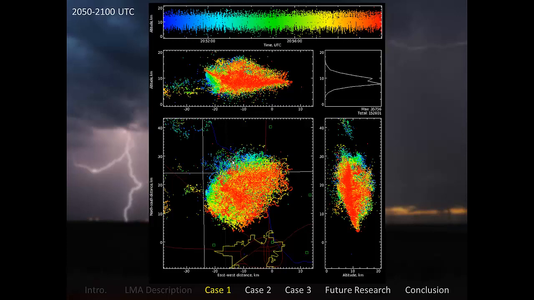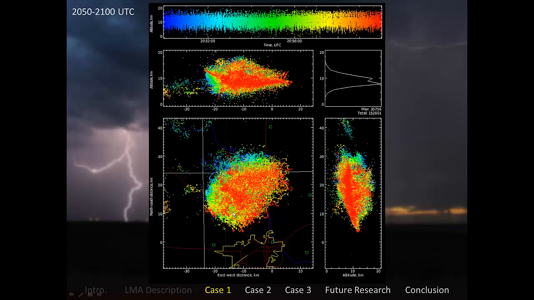Now, as we jump to 2050 to 2100 UTC, the next 10-minute window, you notice that the concentration of sources at the core of the storm has pretty well been lost. It's kind of spread out here a little bit more to the north and east. There's a lot of sources going out towards the anvil region, but you also notice that there's now a minimum here pretty close to where the updraft was. And this happens to correspond to where the center of the mesocyclone was with this storm.